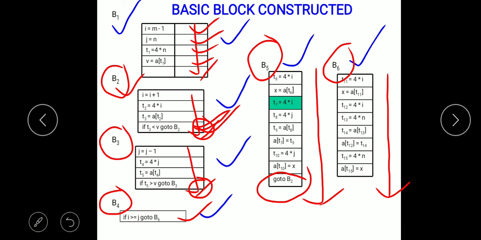After identifying leader statements, you need to construct basic blocks. And how to construct a basic block? Start with a leader statement and include all statements that follow that leader statement up to just before the next leader statement. That combination of statements would be part of a single basic block.